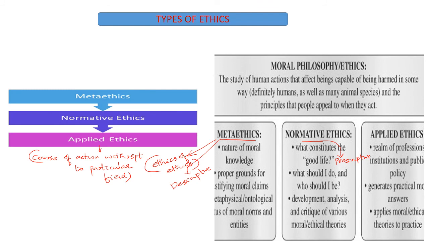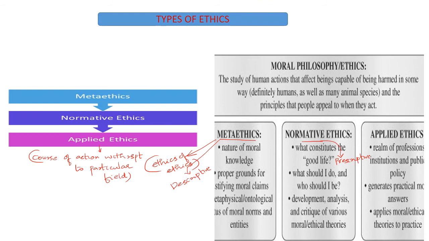So let's look at the types of ethics. We already discussed the ethical theories. Under ethical theories we discussed the consequentialism approach, then the deontological approach, and then ethics by virtue, right? So in this slide we are going to discuss three main types of ethics: meta, normative and applied ethics.